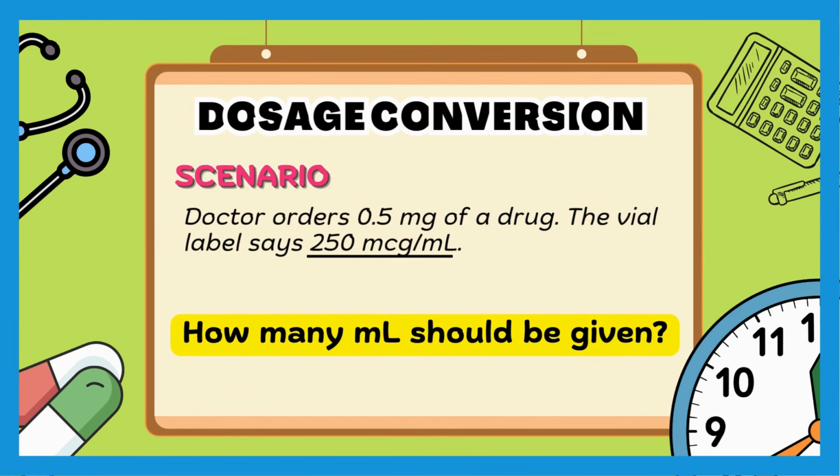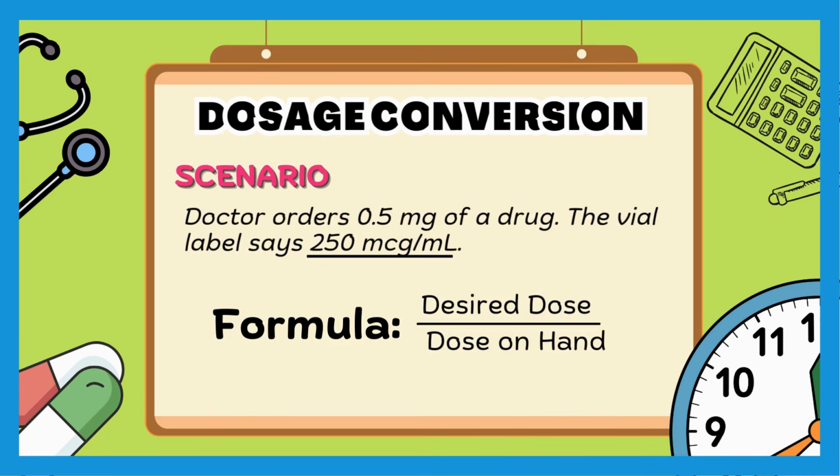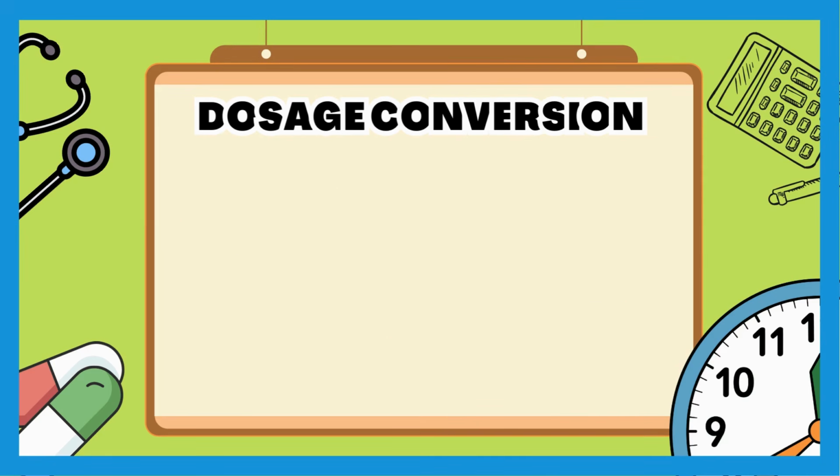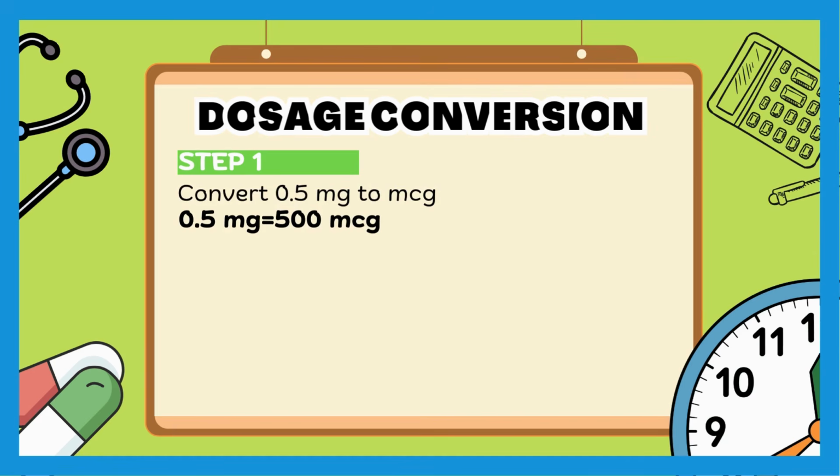So here, you're still going to use the formula, but you first need to be able to convert. And you're converting 0.5 mg to mcg. Let's do this. Step 1. We are going to do the conversion. So it says 0.5 mg is the same as 500 mcg. Okay, that's step 1.